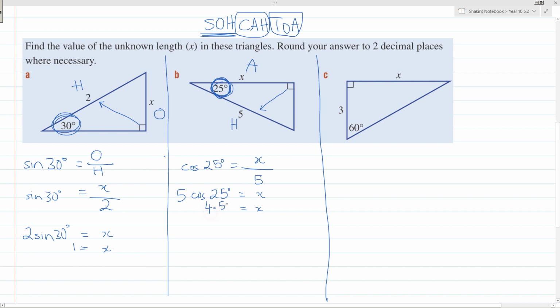4.53. I'm not sure why stuff is disappearing. There we go. Alright, last question for today.